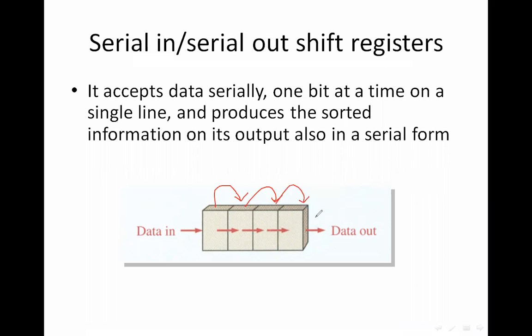So finally, I get my output, right? So this is your serial in, serial out shift register. It can accept data serially. Serially means what? Just one after the other, and produces the stored information on its output in a serial form. So output is also coming serially. Input is also serial, output is also serial. Any doubts here?